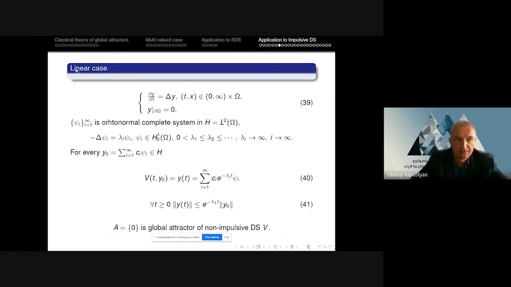Let's consider the very trivial linear case. Here is a parabolic linear problem. And if we use the Fourier methods, then we have the precise formula of the solution. And we see from these estimates, where lambda 1 is from the Poincaré inequality, that this problem has a global attractor. This global attractor is one point, the zero point, and this zero point is an exponentially attracting point. So it is the ideal situation in this case.